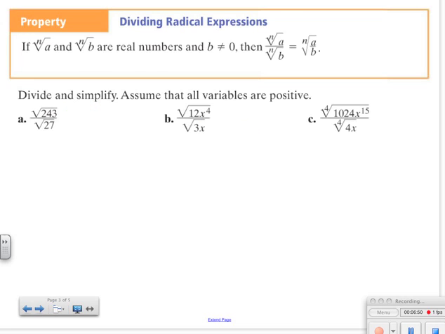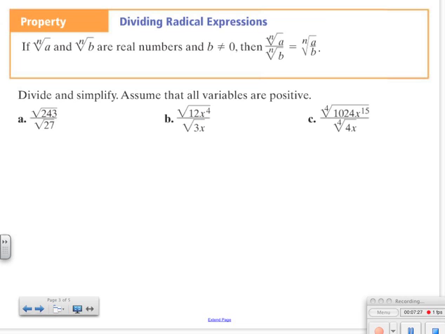So moving on, we also have the dividing radical expressions, which is kind of the same idea with real numbers. And this time we also have the exception where b cannot equal 0. You do not want to divide by 0 because that is undefined. So again, the nth root of a and the nth root of b are real numbers, and b cannot equal 0. Then when you divide the nth root of a by the nth root of b, that's the same thing as the nth root of a divided by b. Again, it allows us to combine some things that make it easier to take the root off.